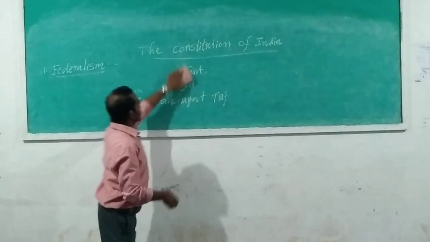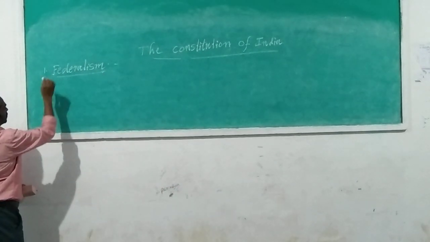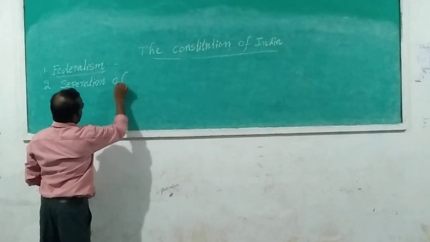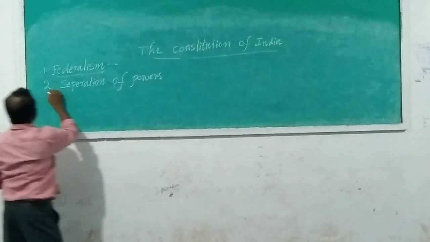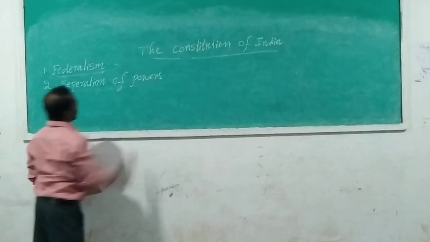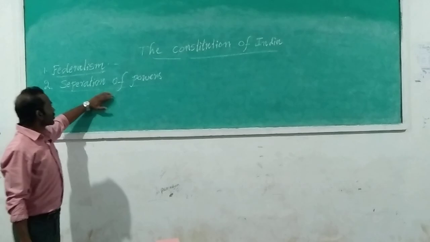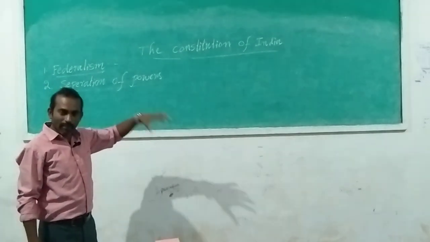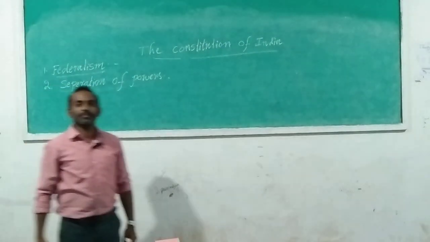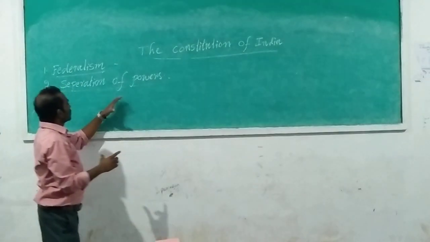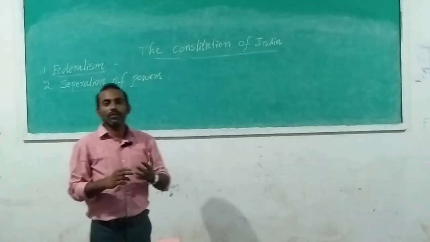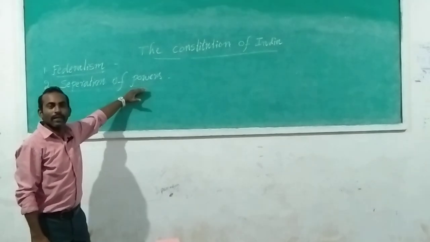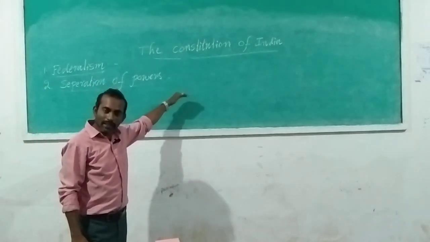Then the next feature, separation of powers. This is also an important feature of our Indian Constitution. What is meant by separation of powers? When power is distributed among two or more bodies of the government, it does not lead to monarchism. When the three powers, legislative, executive and judiciary, are in the hand of a single organization or a single person, it leads to monarchism or dictatorship in that country.